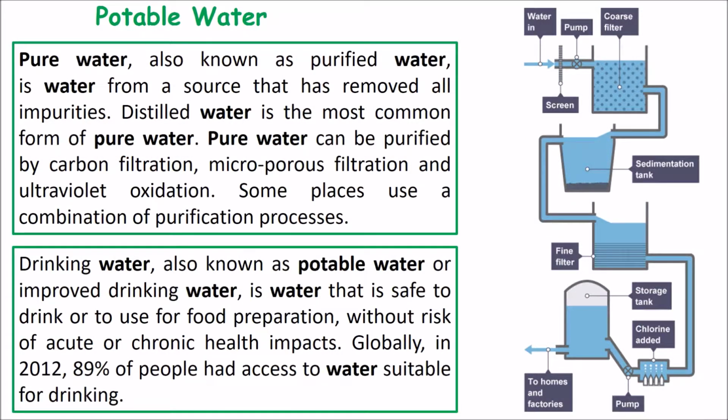Pure water, also known as purified water, is water from a source that has removed all of its impurities. Distilled water is the most common form of pure water. Pure water can be purified using a carbon filter, a microporous filter, or using ultraviolet oxidation. Some places use a combination of purification processes.